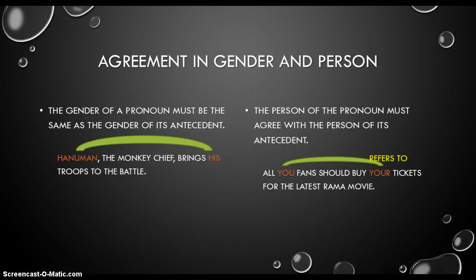We also have to have the person agree with the antecedent. So we have first person, second person, and third person. So here we have, all you fans should buy your tickets for the latest Rama movie. And we have second person, you. We have to have second person pronoun, your. So those have to agree.